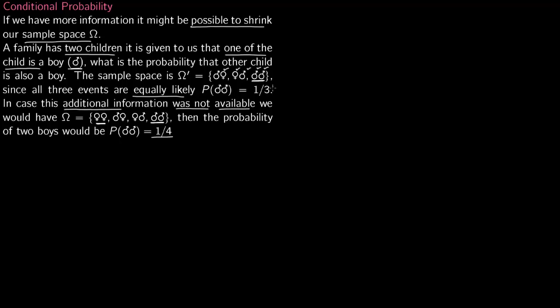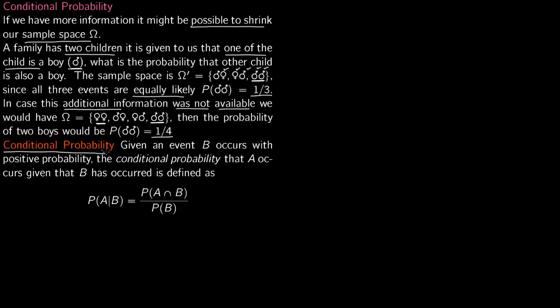So notice the probability is 1/3 here and the probability is 1/4 here. That is because the sample space was different, and the sample space was different because we were given additional information. So this prepares us to talk about conditional probability. So what is conditional probability?